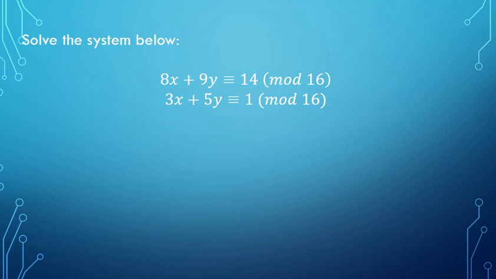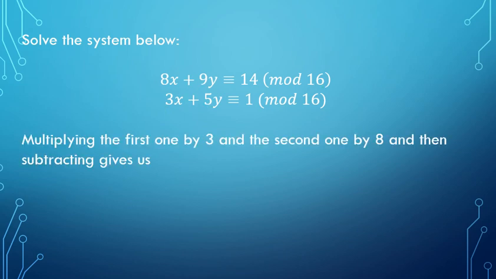Solve this system. 8x plus 9y is congruent to 14 mod 16, and 3x plus 5y is congruent to 1 mod 16. Again, first thing we have to do is find a times d minus b times c, and then take the GCD of that number and our n value, and make sure that that GCD is 1. Well, if you do that, 8 times 5 is 40, 9 times 3 is 27, 40 minus 27 is 13, GCD of 13 and 16 is 1, so we're good.